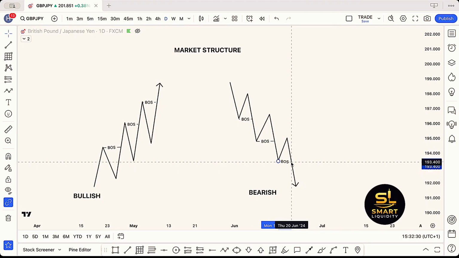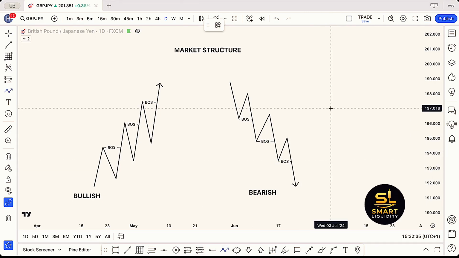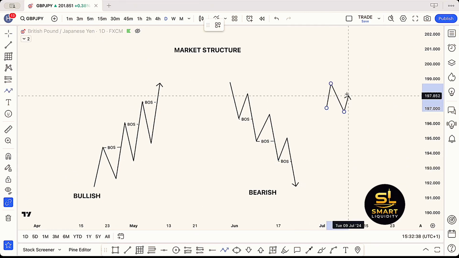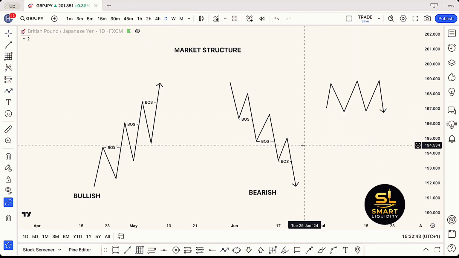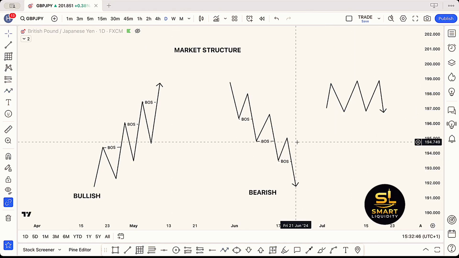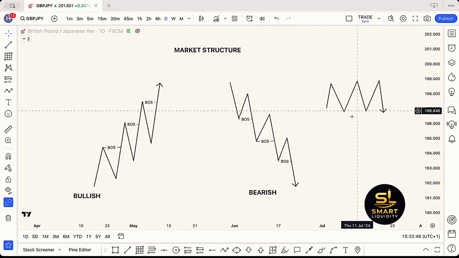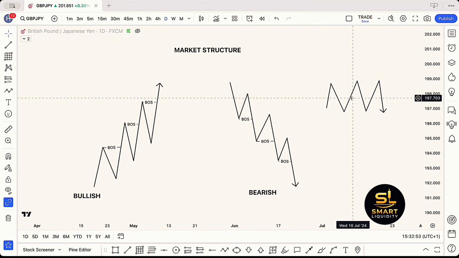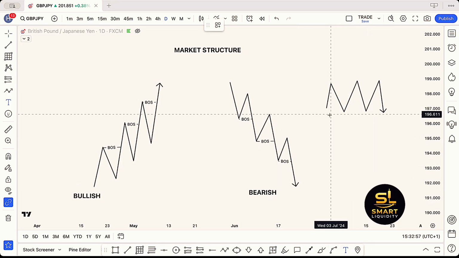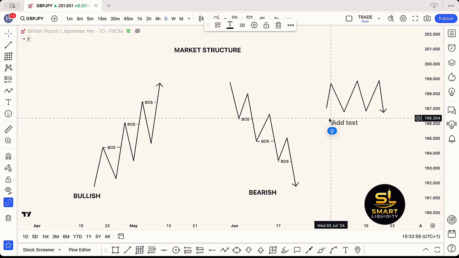Now we have the next type of market structure, which is when the market is consolidating, giving equal highs and equal lows. Following my strategy, these are the three types of market structure. Now my strategy only allows me to trade when the market is either bullish or bearish. When the market is consolidating like this, you can call it a ranging market or sideways movement. So I'll just call it sideways movement.